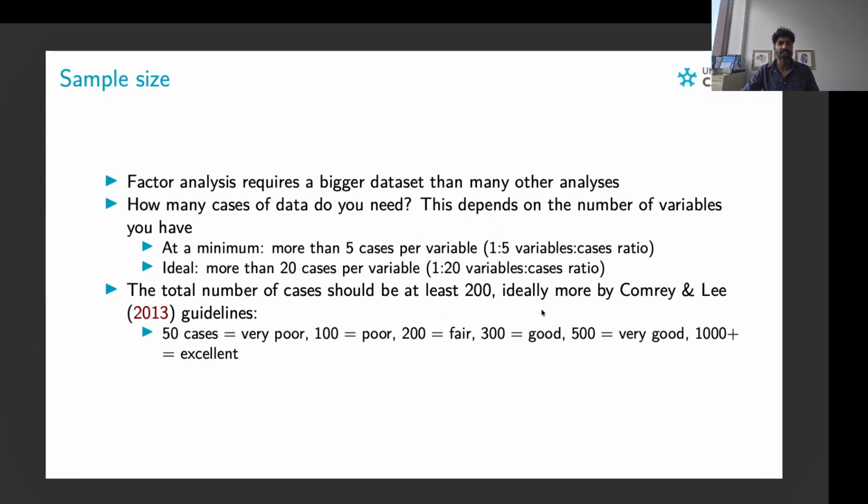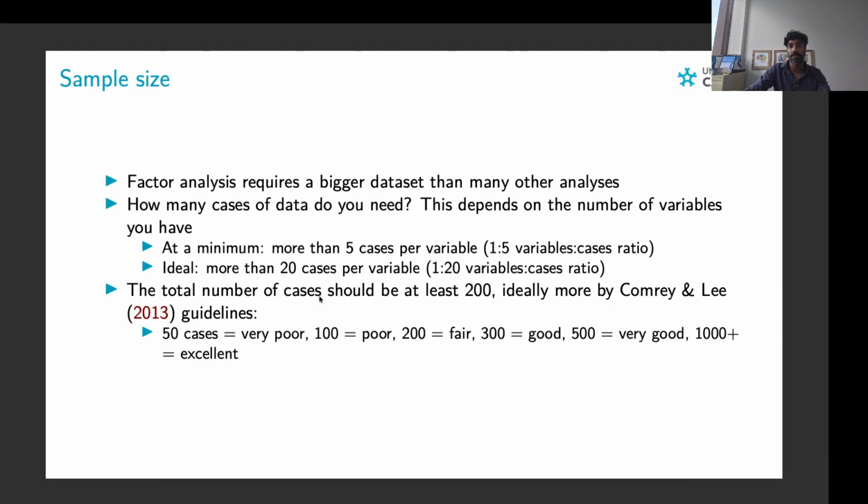So the guideline proposed here is, at a minimum, more than 5 cases per variable, so a 1 to 5 variables to cases ratio. If you have, for example, 12 items or 12 variables on a questionnaire, you want at least 61 participants filling out that questionnaire. An ideal is more than 20 cases per variable, so a 1 to 20 ratio.